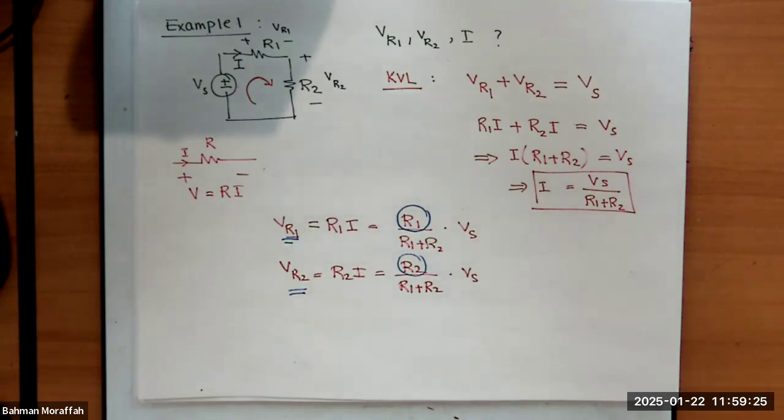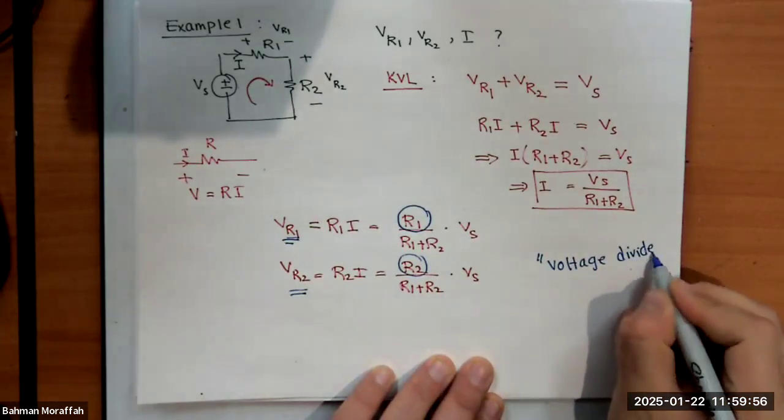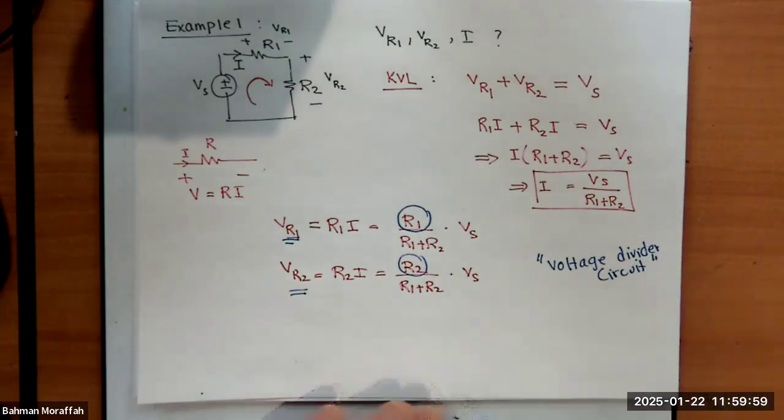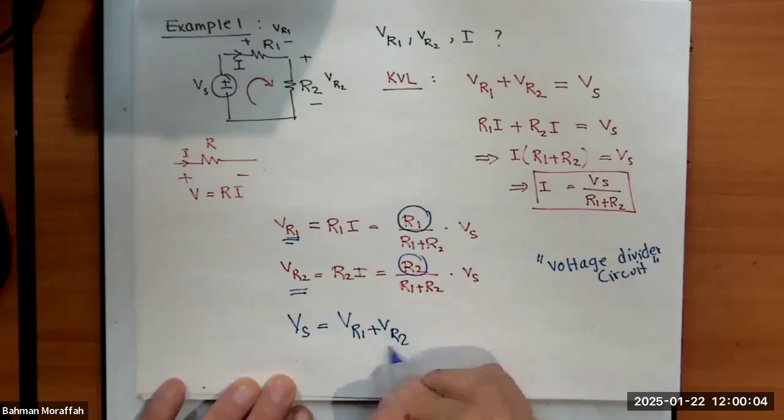Another thing that you could notice is that the voltage source Vs is split between the voltage across R1 and the voltage across R2, right? So it's divided between these two resistors. And hence the name of this circuit. This is called a voltage divider circuit, because it basically divides the voltage. You can check that Vs is indeed VR1 plus VR2. You can check this.